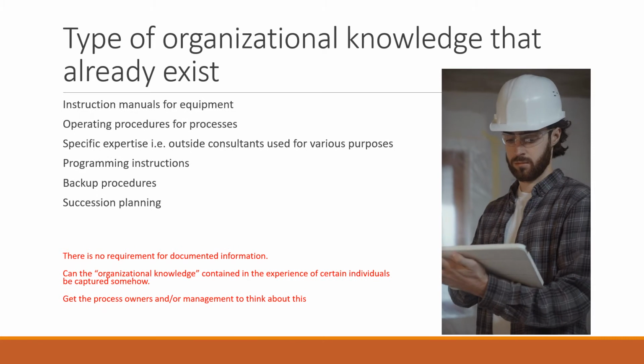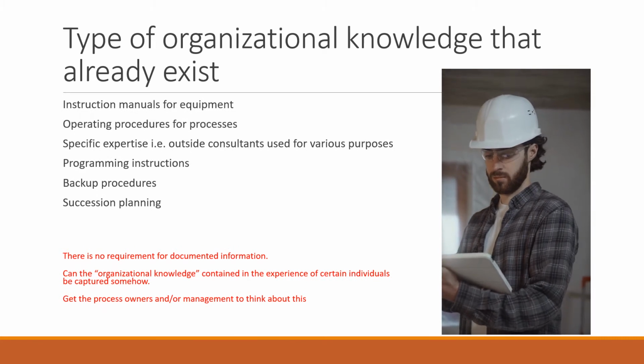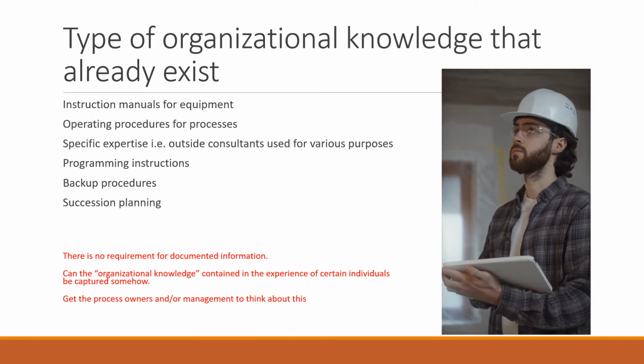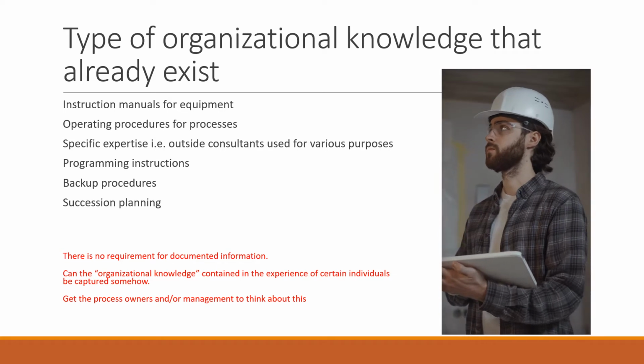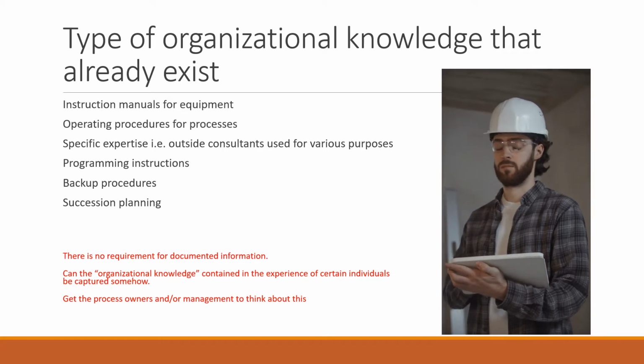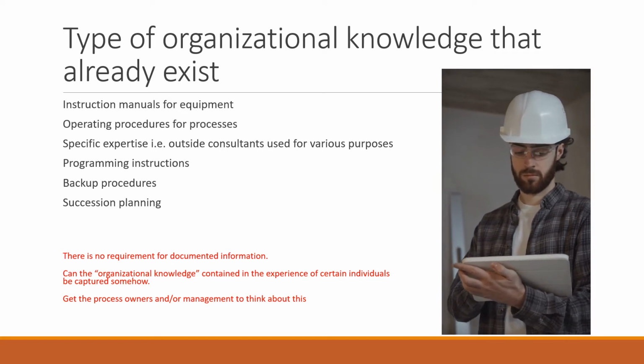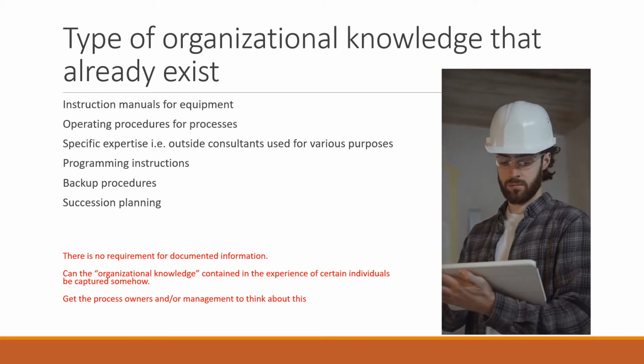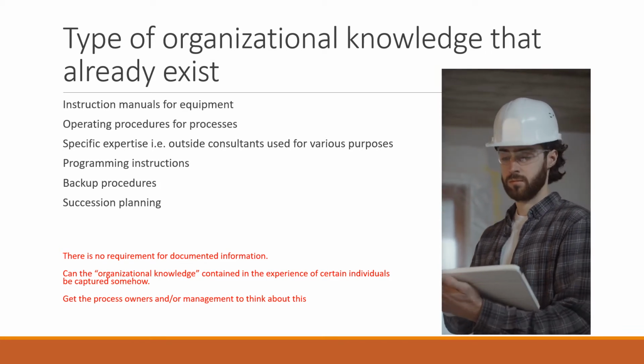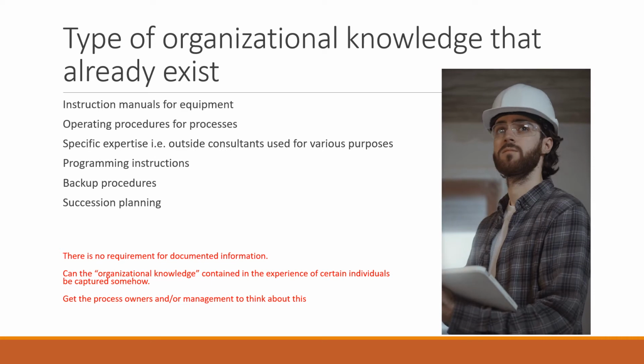So the requirement of the standard is that you determine organizational knowledge. And so here's some types of organizational knowledge that probably already exist: instruction manuals, operating procedures, specific expertise such as outside consultants that are used for various purposes, programming instructions, backup procedures, and succession planning. There's no specific requirement for documented information on this, so one good place to capture this is in the management review.